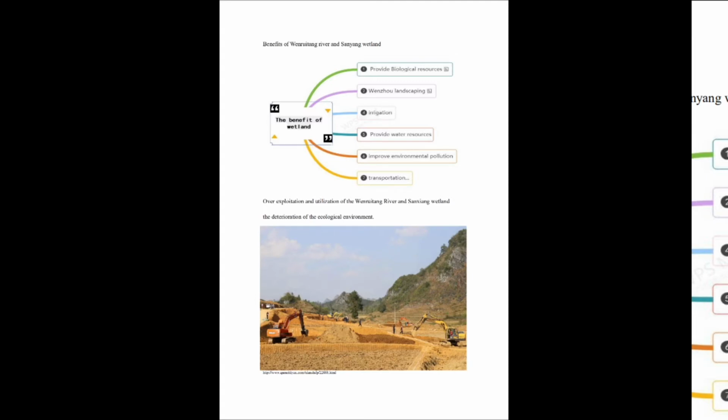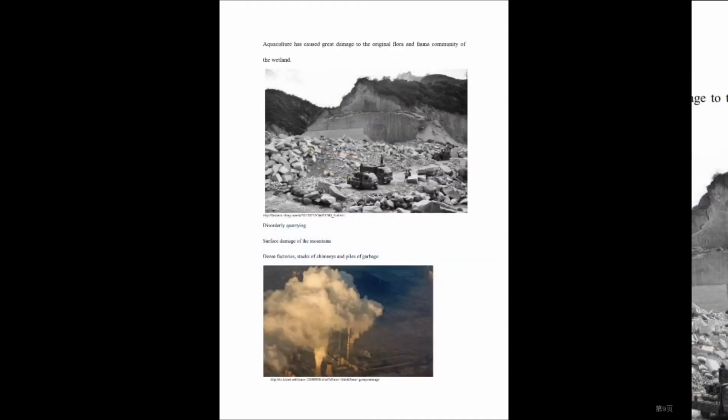And in recent years, the over-exploitation and utilization of the Wenruitang River and the Zheng wetland has led to the deterioration of the ecological environment. The excessive reclamation leads to the decrease of biodiversity in the surrounding area. For example, agriculture has caused great damage to the original flora and fauna community of the wetland.